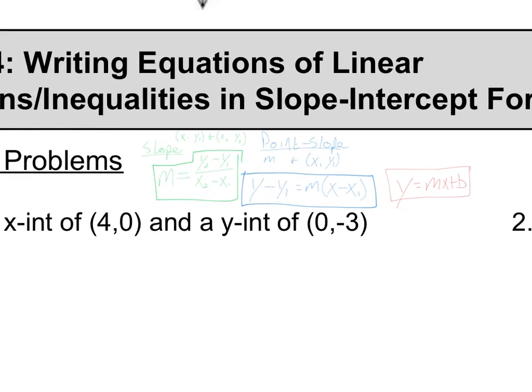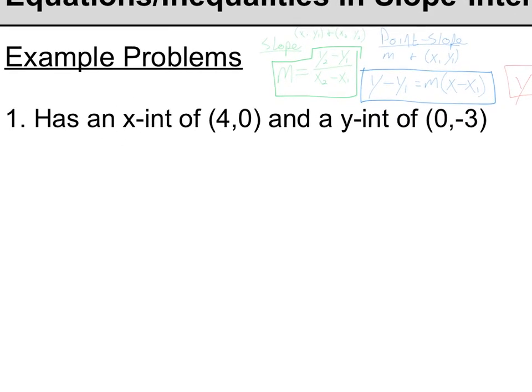All right, here we go. We want the equation of a line that has an x-intercept of (4, 0), and a y-intercept of (0, negative 3). Well, hey, they gave me a y-intercept. They just gave me the b value in y equals mx plus b. So that's awesome. I know that that b value is going to be negative 3. So really, I just need to figure out what's the slope.